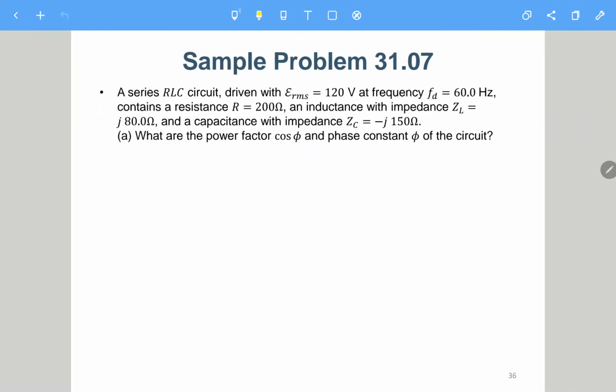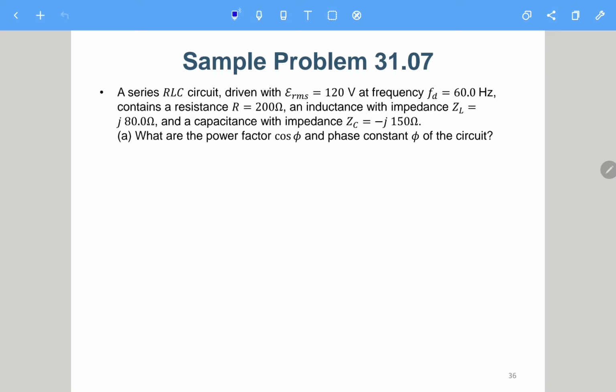So here, let's take a look at a sample problem. It says a series RLC circuit driven with E RMS of 120 volts at frequency f_d contains a resistance R, an inductance with impedance Z_L of j80, and a capacitance with impedance Z_C of negative j150. What are the power factor, cosine phi, and the phase constant of the circuit?